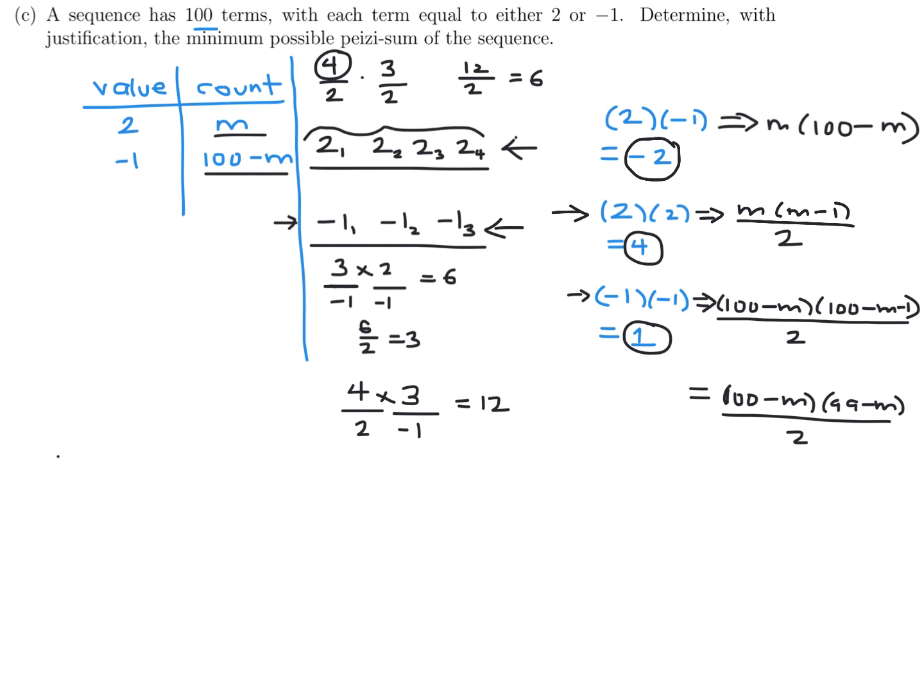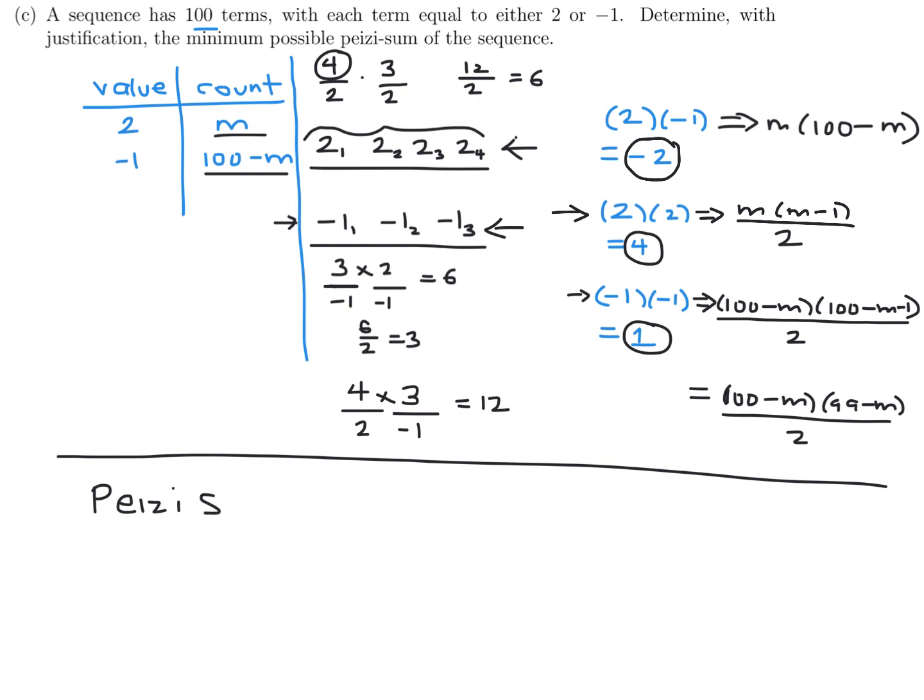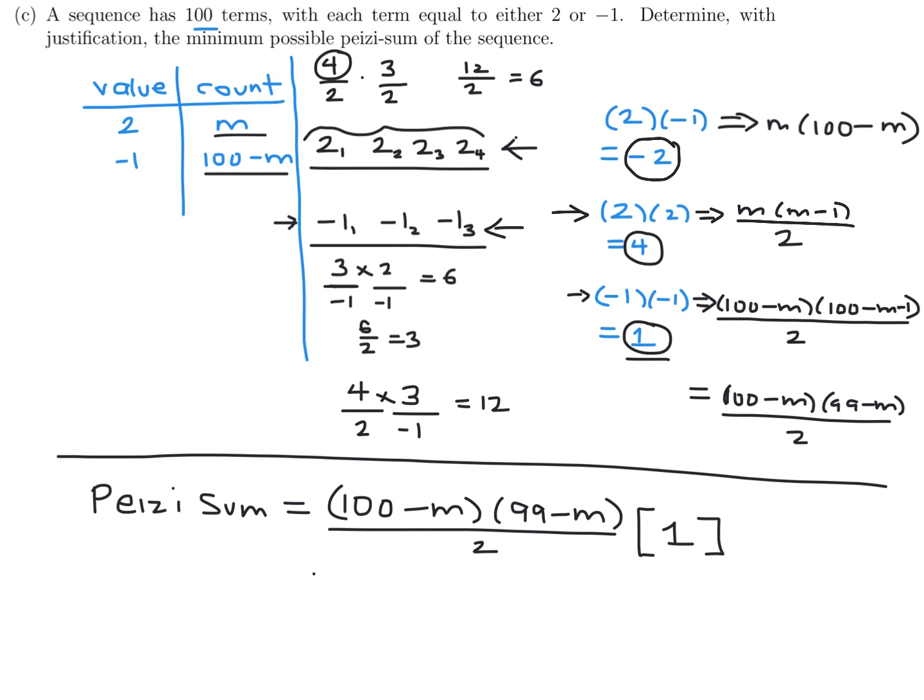Okay. All right. So now that we have all that, we can now calculate this Paisley sum. Paisley sum basically would be all the pairs that have a sum of 1. Okay, well, how many are there? There's 100 minus m times 99 minus m, all divided by 2, and each of them has a sum of 1. And then, of course, if the sums keep going, all the pairs that have a sum of 4. So that would be m times m minus 1 divided by 2, and they all have a sum of 4.